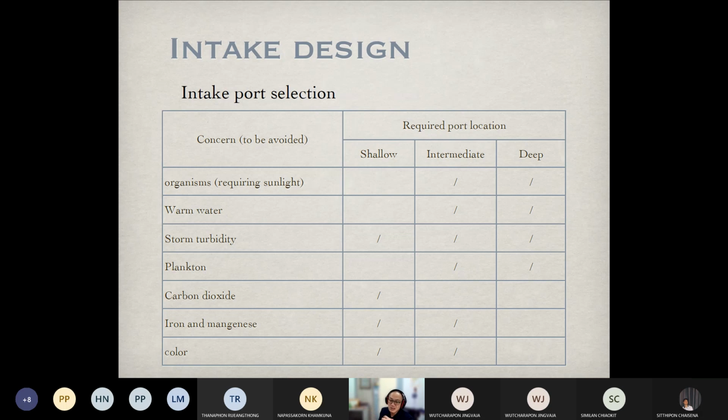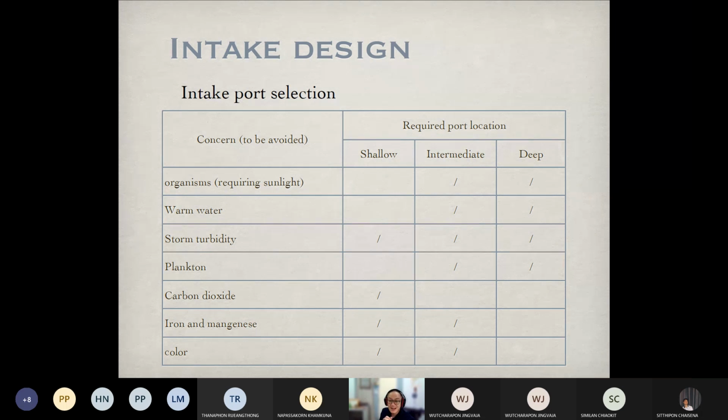we need to take the water from the shallow port. If you are taking the water from the shallow port, you don't have to be concerned about the carbon dioxide. Oxygen is there in the atmosphere, so the oxygen can get into the water, so that the amount of carbon dioxide is less. In this case, it is better to take the water from the shallow port.